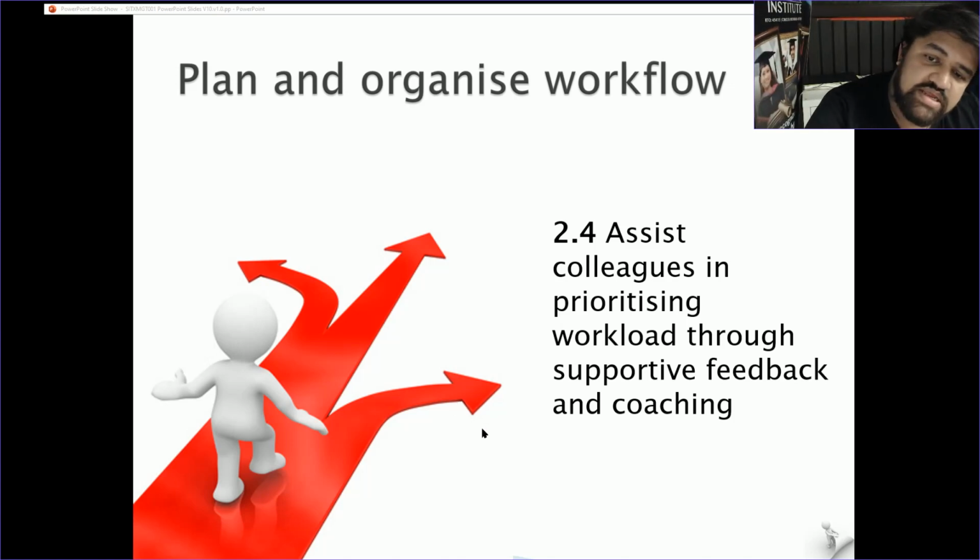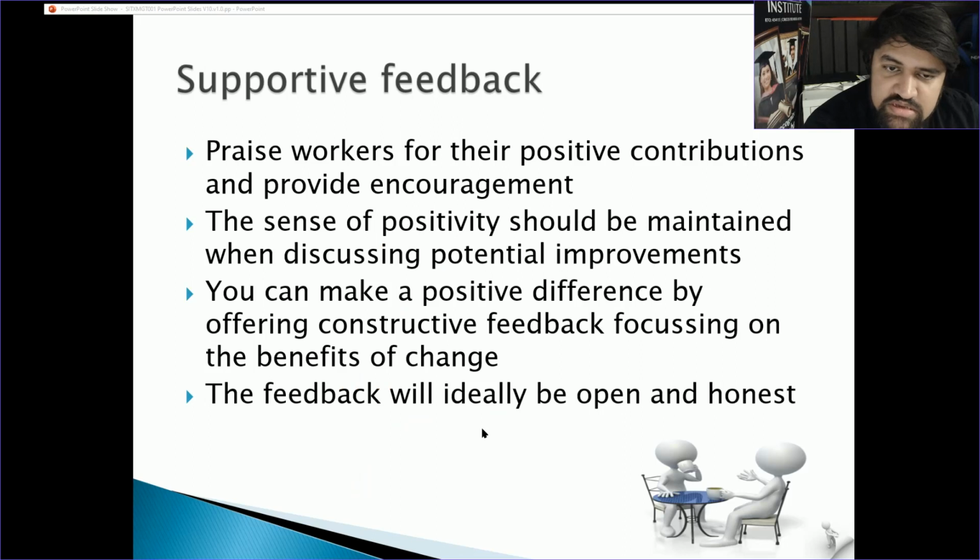So assist colleagues in prioritizing workload through supportive feedback and coaching. Praise workers for their positive contributions and provide encouragement. The sense of positivity should be maintained when discussing potential improvements. You can make a positive difference by offering constructive feedback, focusing on the benefits of change. The feedback will ideally be open and honest.